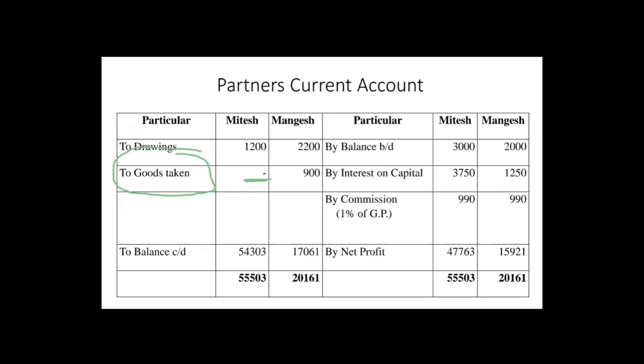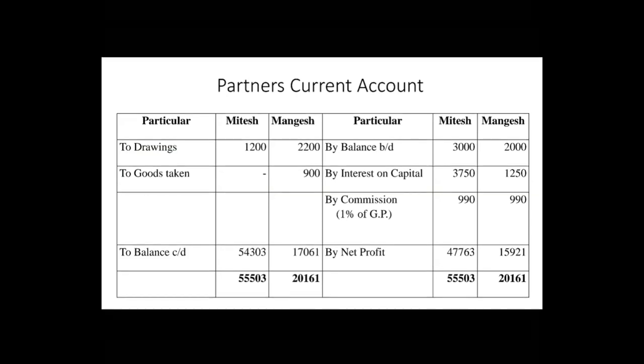Okay, so two effects. If the partner is taking the goods for personal use, first you will going to record it on the trading account's credit side, and the second you will going to record it on the partners current account's debit side. Okay, so I hope this much is clear to everyone. So two effects we have seen of the goods taken by the partners.